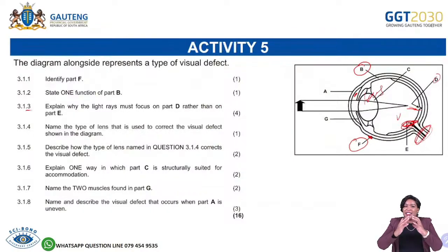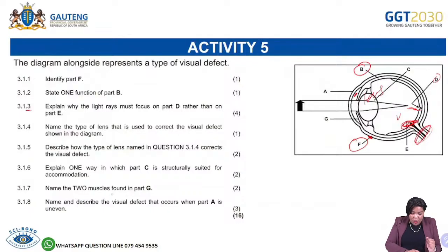So it is elastic, allowing its shape to change, to become more convex or less convex. That structural suitability allows it to play a role in accommodation, because if the lens was not elastic, it was not going to be able to accommodate the light or increase the refractive power for the light to focus on the retina. So you need it to be like that.